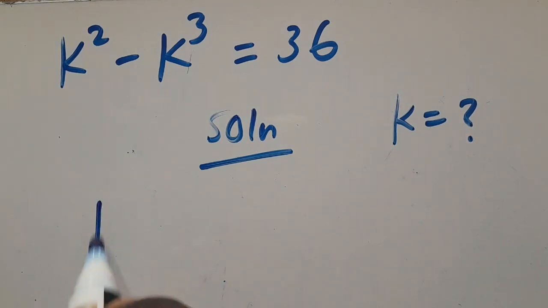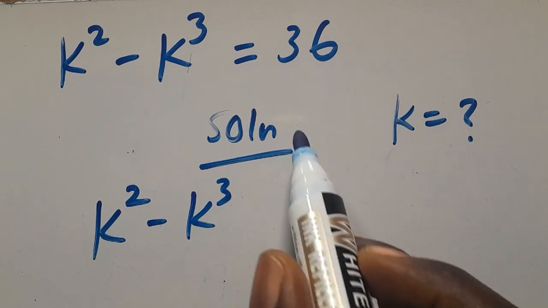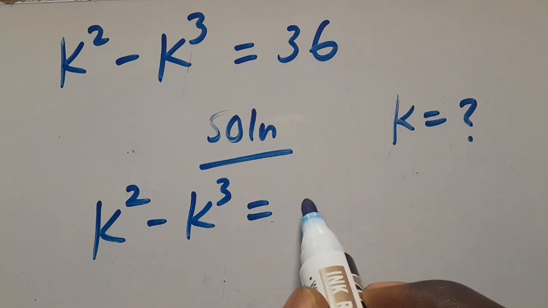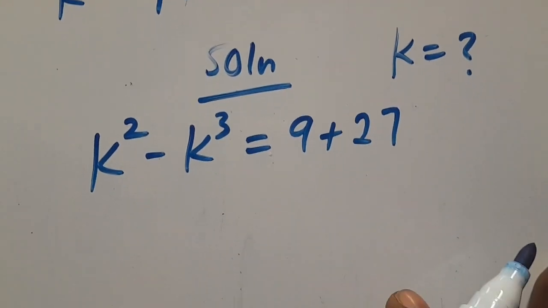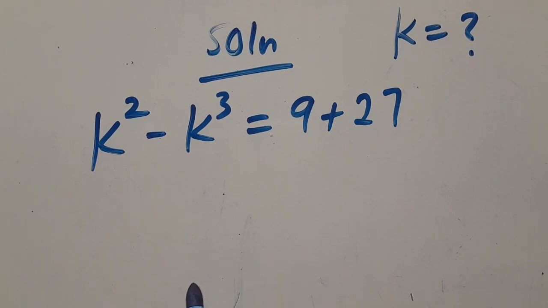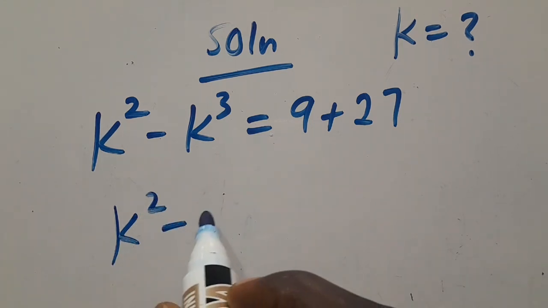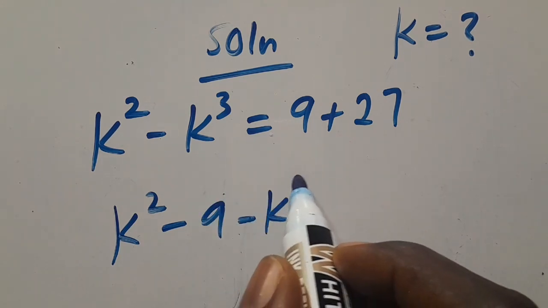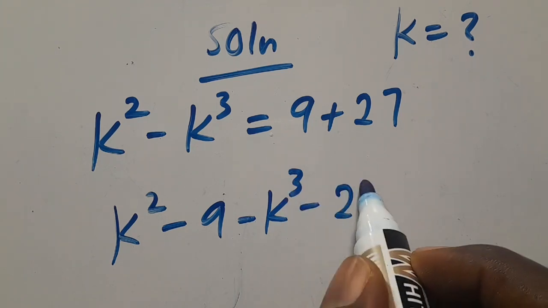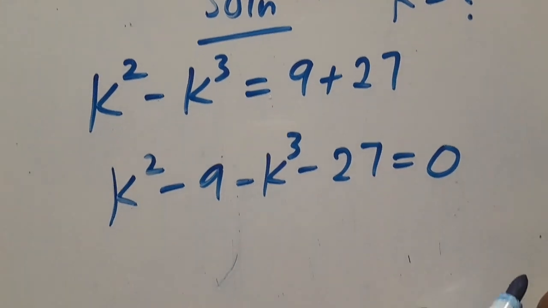We have k to the power of 2 minus k to the power of 3. We can have 36 as 9 plus 27. So now, from here we have to group this: k to the power of 2 minus 9, again minus k to the power of 3 minus 27. Then let's set everything to be equal to 0.